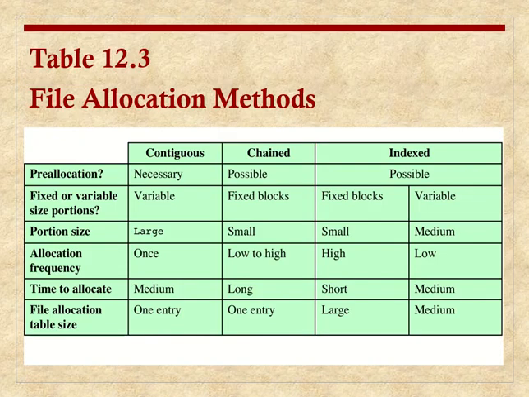Okay, so now the file allocation methods. Here we look at three file allocation methods: contiguous, chain, and index. And this is a comparison between the characteristics of each method. So now let's look at them one by one.